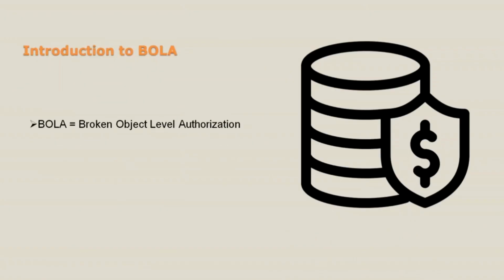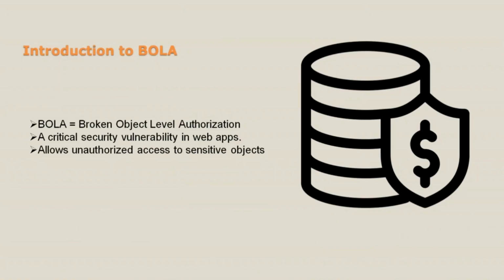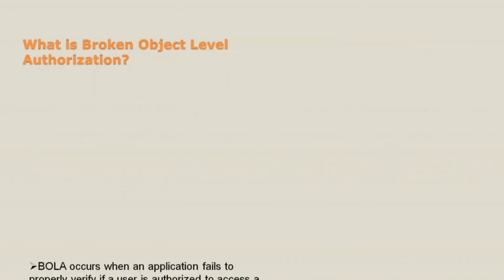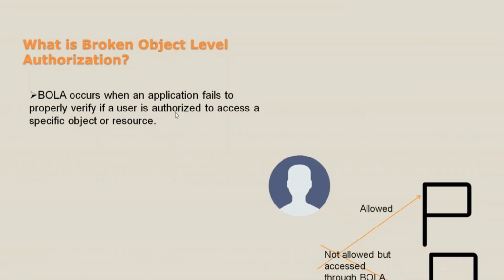BOLA stands for Broken Object Level Authorization. It is a critical security vulnerability in web applications. It allows unauthorized access to sensitive objects. What is BOLA and how does it occur? BOLA occurs when an application fails to properly verify if a user is authorized to access a specific resource.